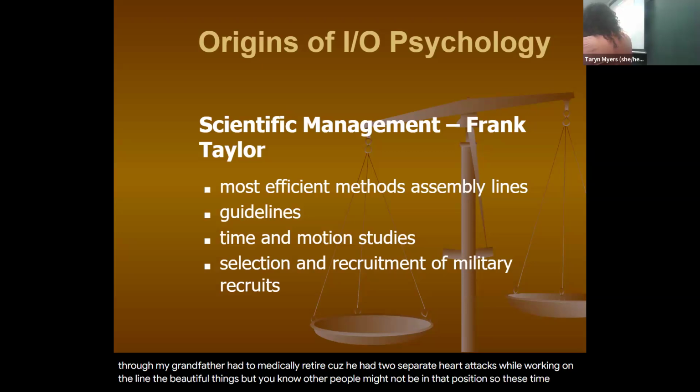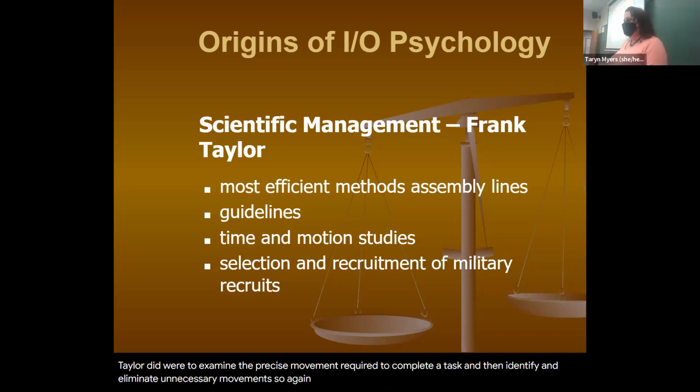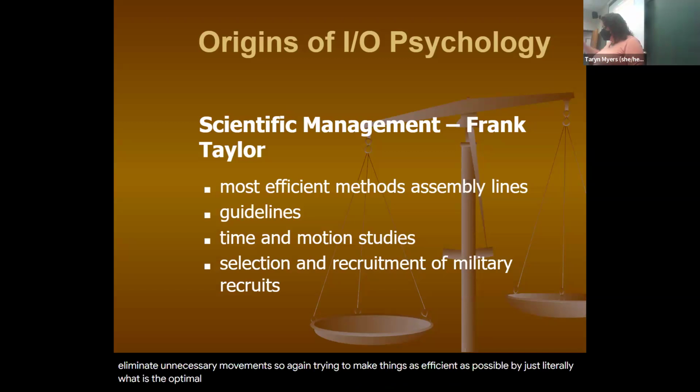So these time and motion studies that Frank Taylor did were to examine the precise movement required to complete a task, and then identify and eliminate unnecessary movements. Again, trying to make things as efficient as possible by figuring out literally what is the optimal movement to do this.